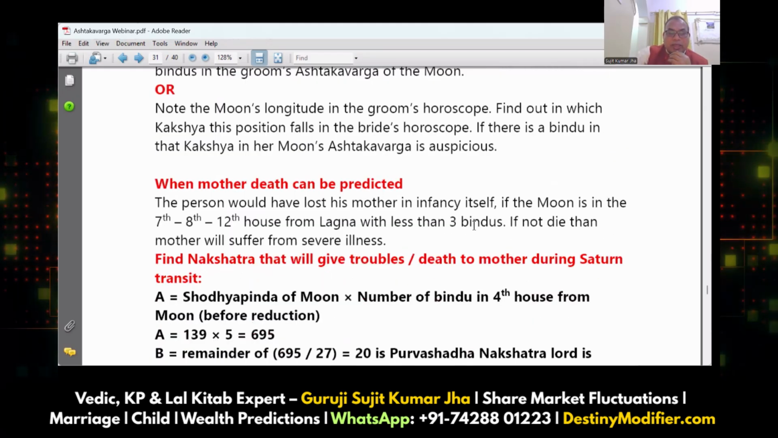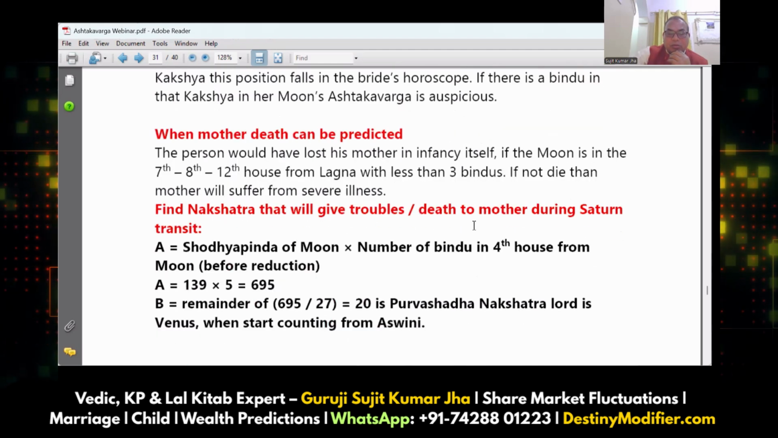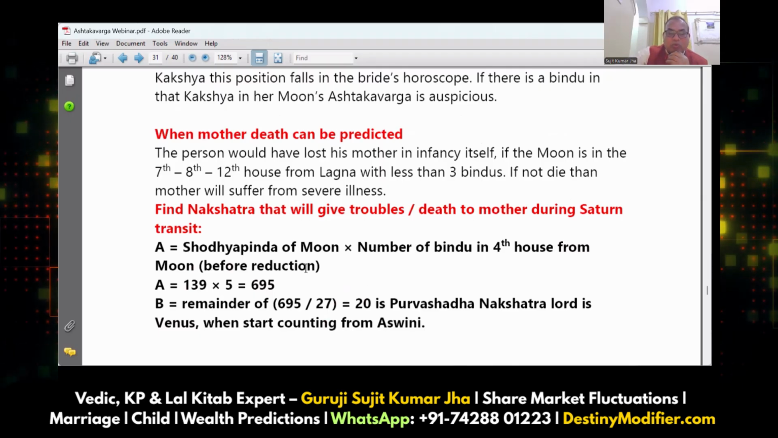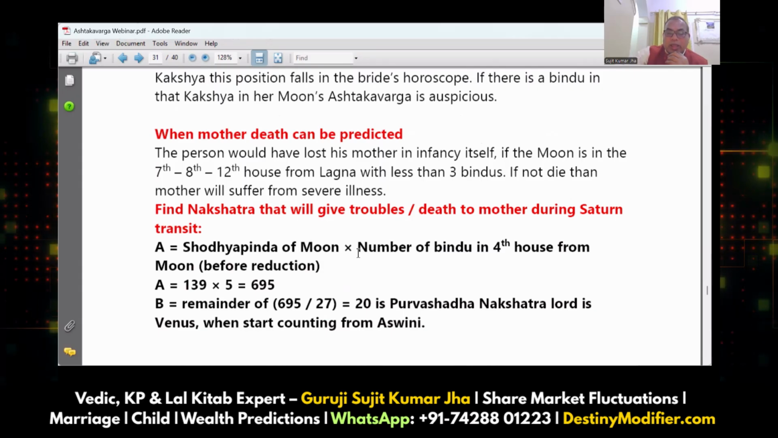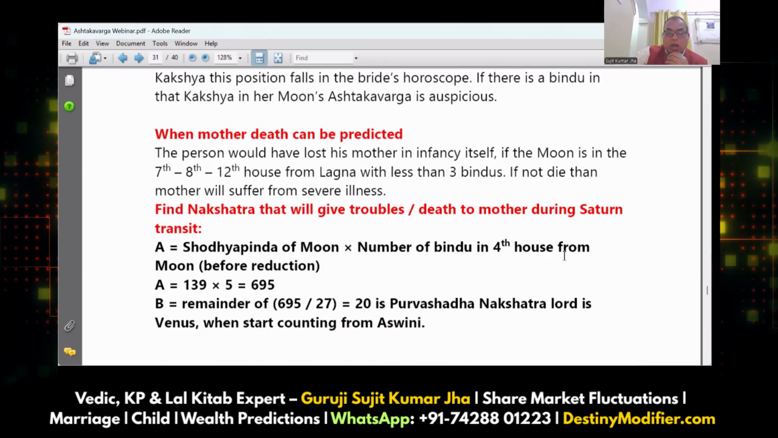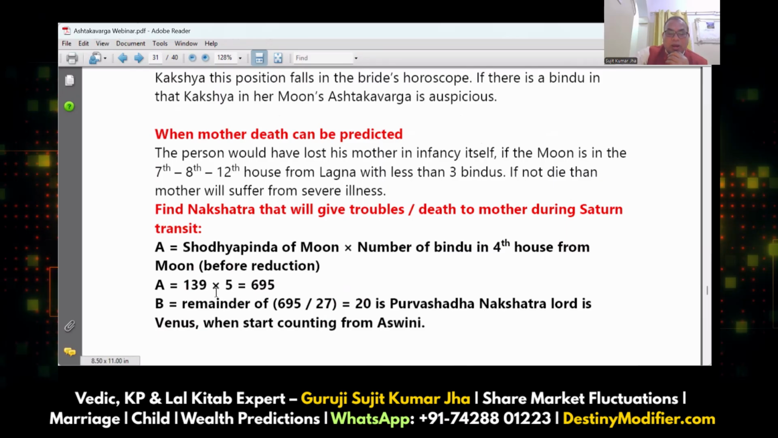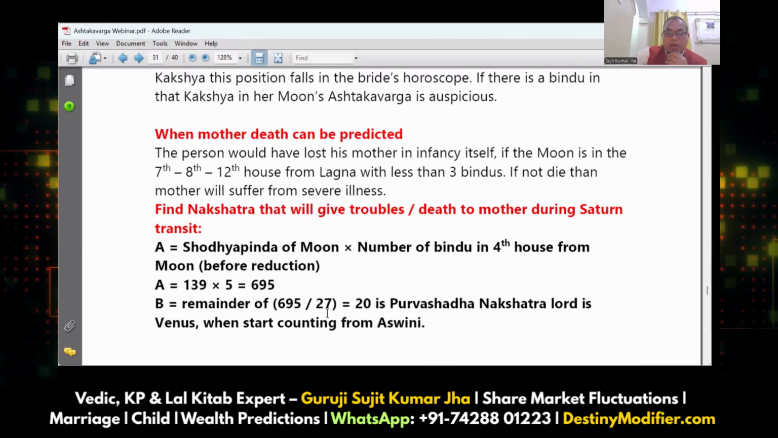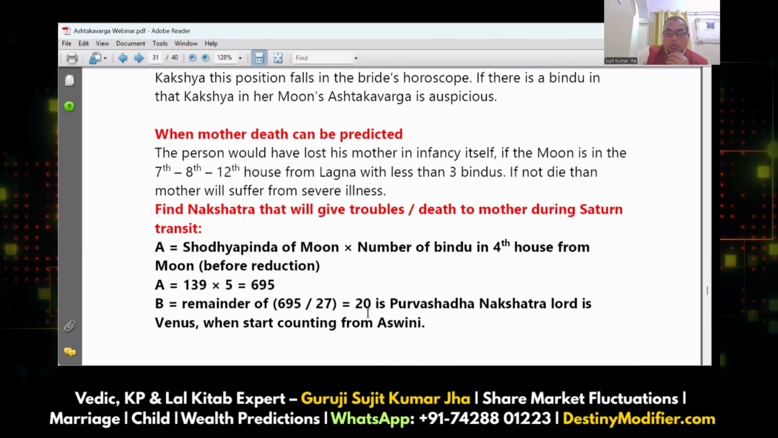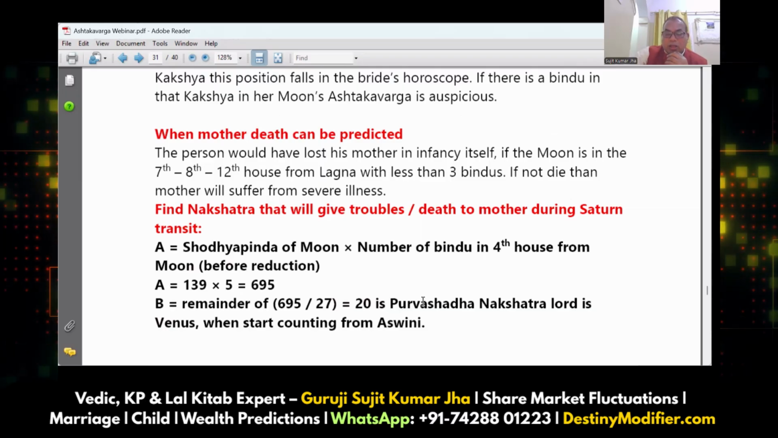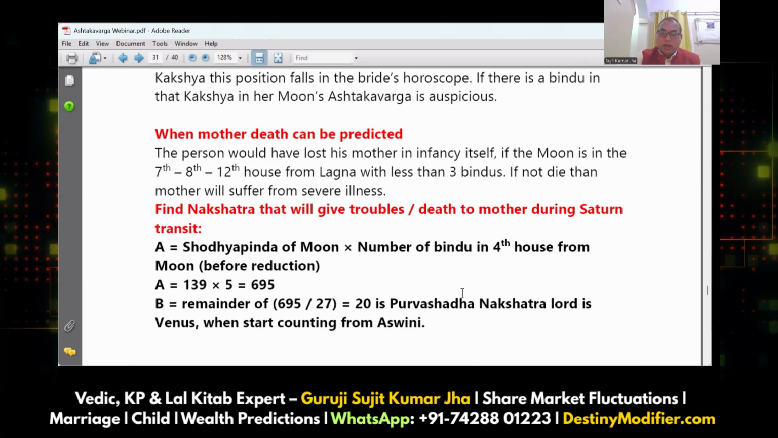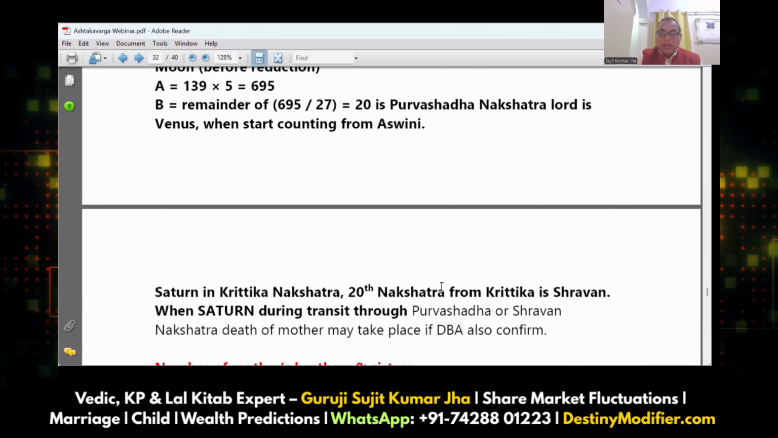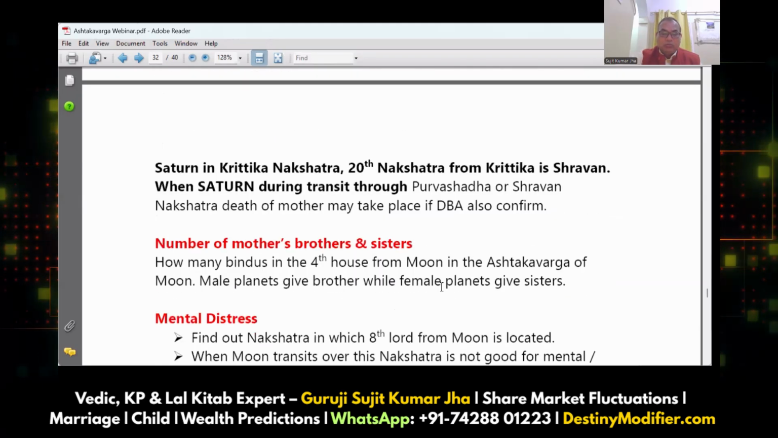when can mother's death be predicted? How is father's death predicted? The same way. First we have to find the Sodh Pinda of the Moon, then the number of Bindu in the 4th house from the Moon, multiply, and get the answer 695. Now 695 divided by 27, the remainder is 20. So if we count from Aswini Nakshatra, it is Purvasad Nakshatra. So when Saturn transits the Purvasad Nakshatra, affliction to mother will come.